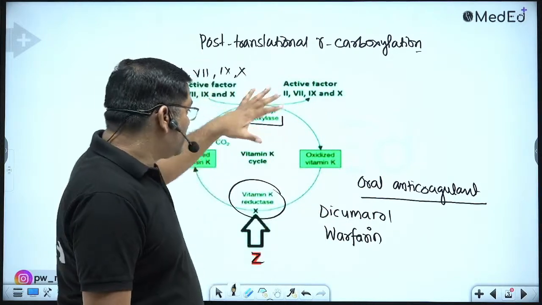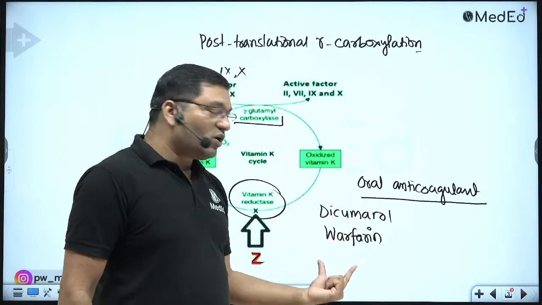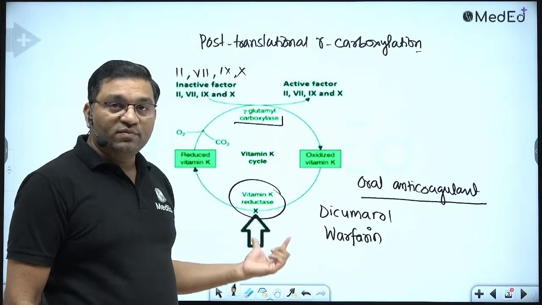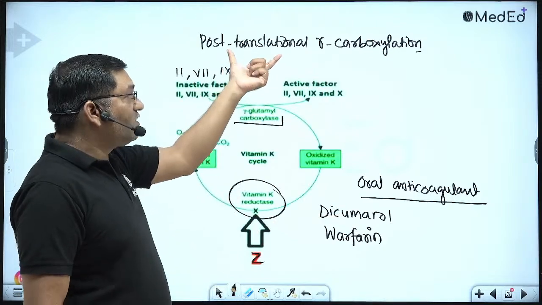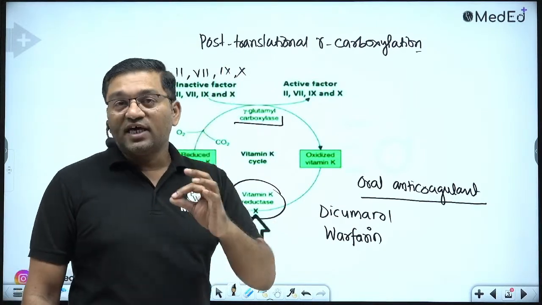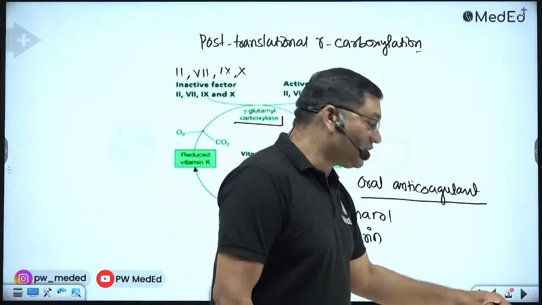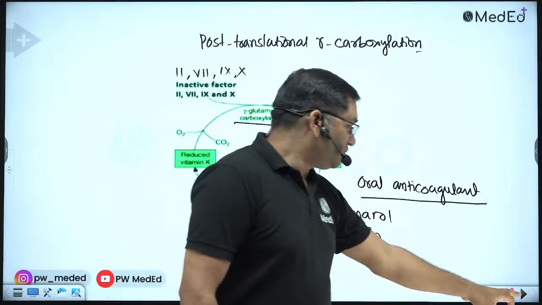So this is important here. So the oral anticoagulants dicumarol and warfarin inhibit vitamin K epoxide reductase by competitive inhibition, and vitamin K is required for the post-translational gamma carboxylation of clotting factors 2, 7, 9, 10.